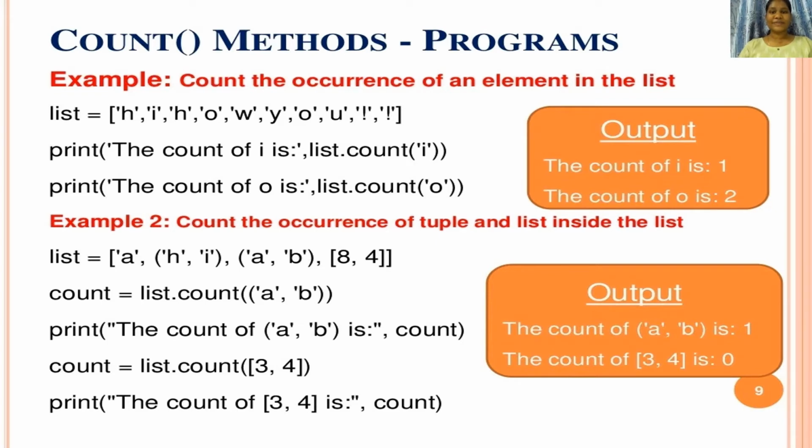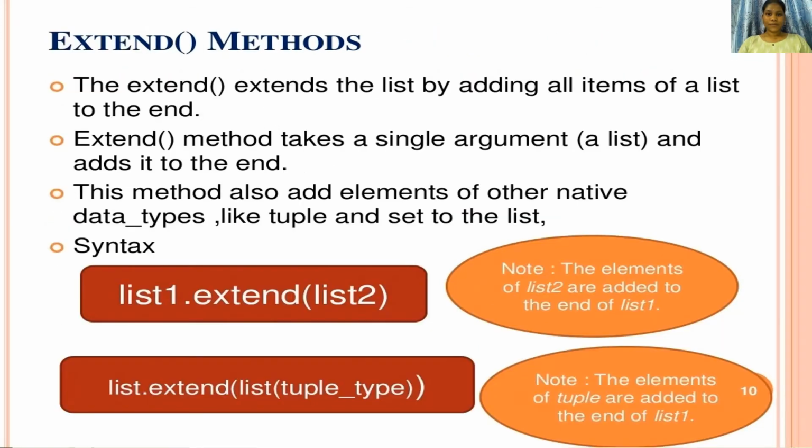Extend method. The extend method extends the list by adding all the items of a list to the end. The extend method takes a single argument, a list, and adds it to the end. This method also adds elements of other native data types like a tuple or a set to a list. Syntax is list1.extend(list2) or list.extend(iterable), such as a list, tuple or set.